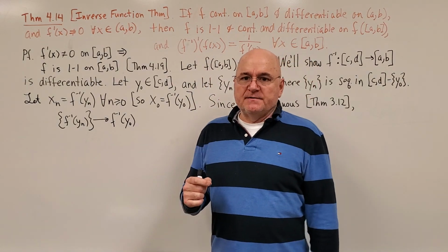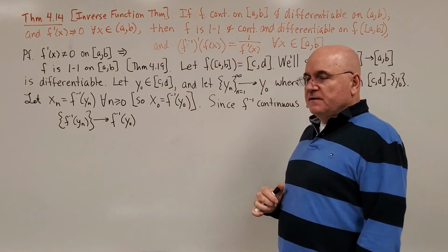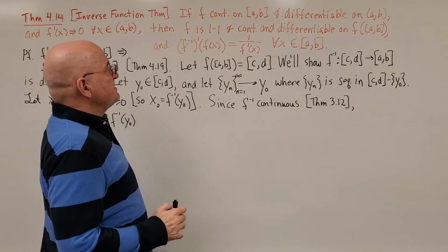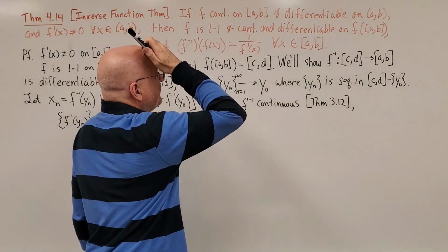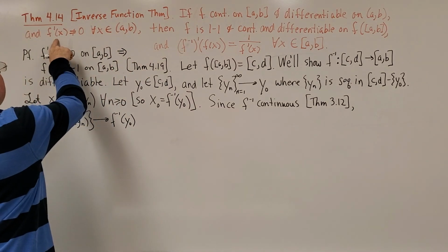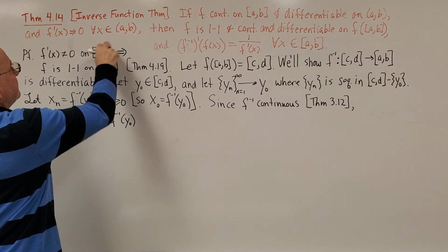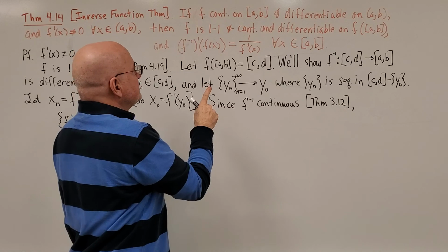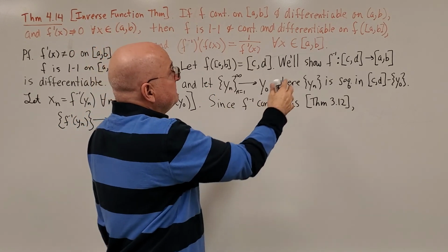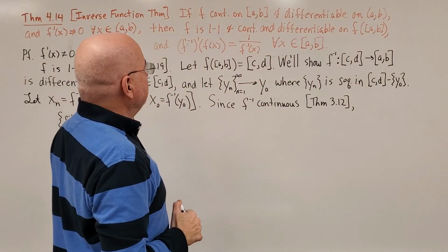Now we'll formally state and also prove the last theorem of section 4.4, the inverse function theorem. It says that if f is continuous on a closed bounded interval [a,b] and differentiable on the open interval (a,b), and if the derivative of f is never zero for x going from a to b, then f is one-to-one and continuous and differentiable on its image, f of the closed interval [a,b].